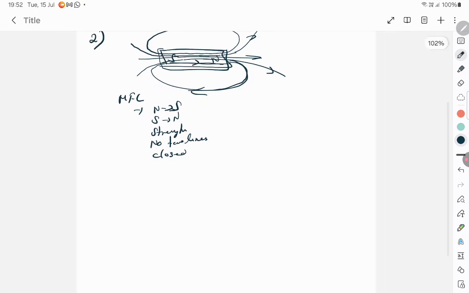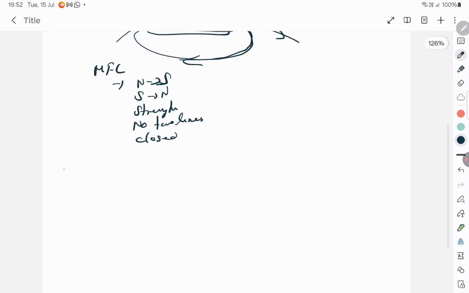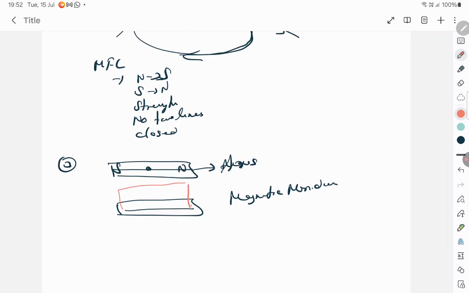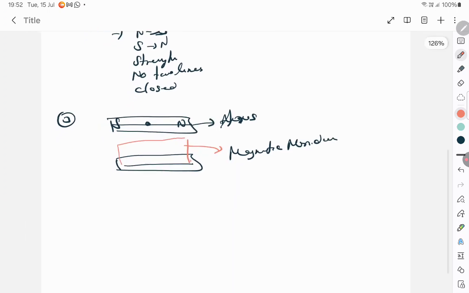The third thing that I want to teach you is what the magnetic axis is. The line joining the north pole and the south pole, passing through the center, is known as the axis of a magnet, or the magnetic axis. What about the magnetic meridian? A magnetic meridian is a vertical plane, can you see, like this, passing through the magnetic axis.